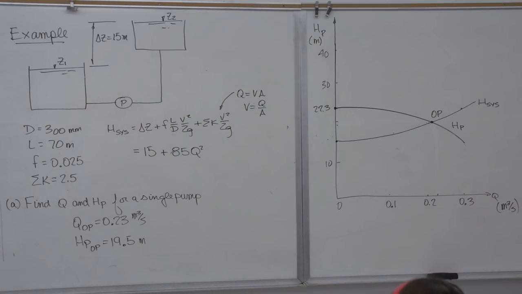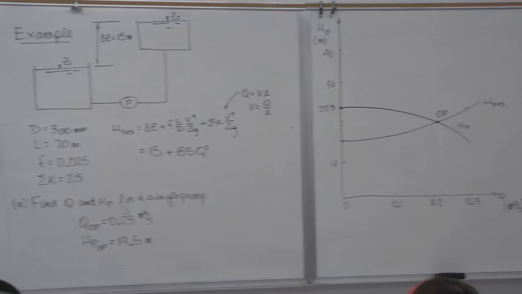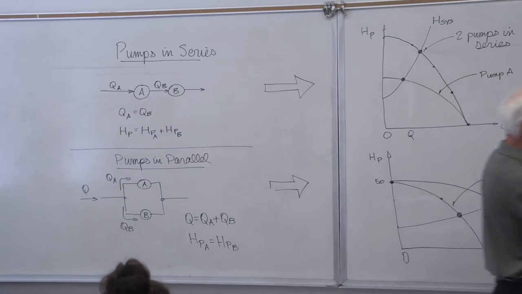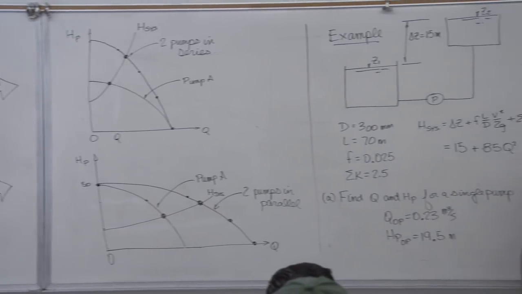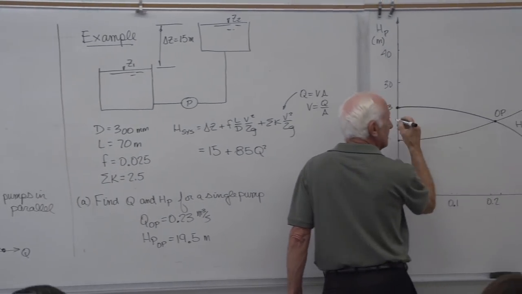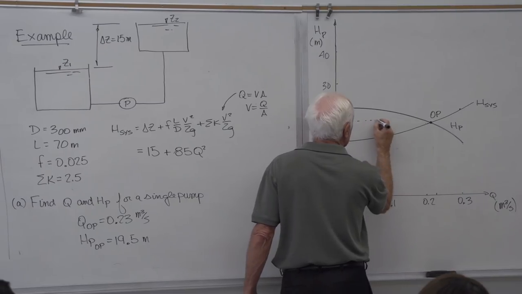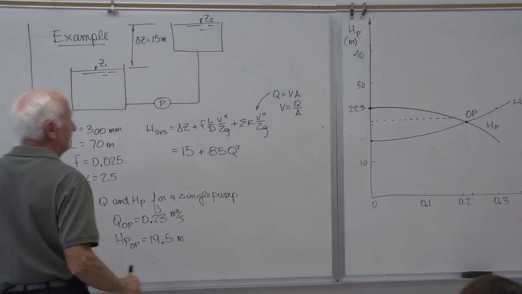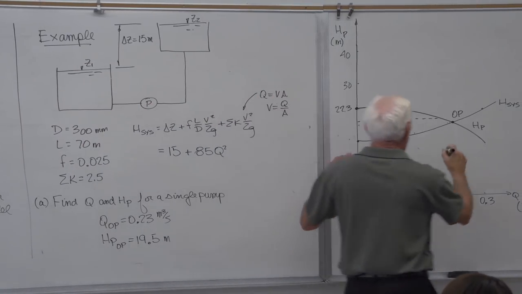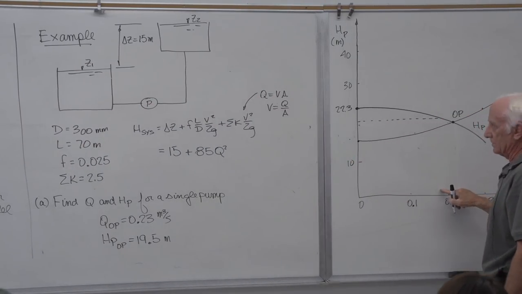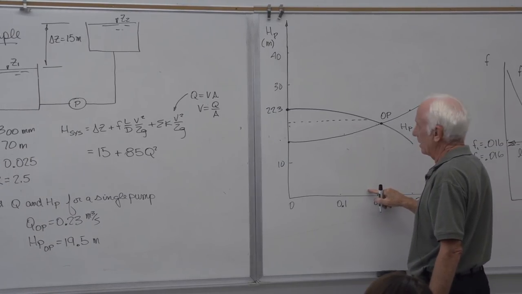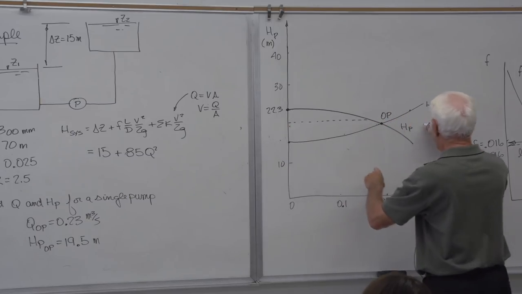What's the flow rate? Zero. What's the flow rate through pump A? Zero. What's the flow rate through pump B? Zero. Add them together, zero plus zero, zero. Okay, start out there. Now choose randomly, pick a number on the y-axis. There. What's the flow rate? 0.17. 0.17 plus 0.17 is 0.34. Find 0.34, it's out here.